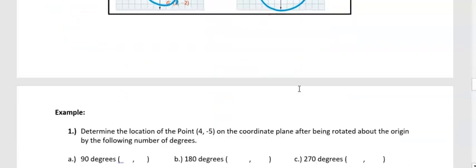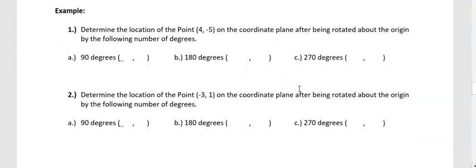Okay, when we look at this problem right here, if we have 4, negative 5, well, let's flip it. That's negative 5, 4. But remember, the rule was don't just flip it, you have to negate the first one. So if currently it's a negative 5, what is it going to become? Positive 5. So it's 5, 4 is your actual answer.